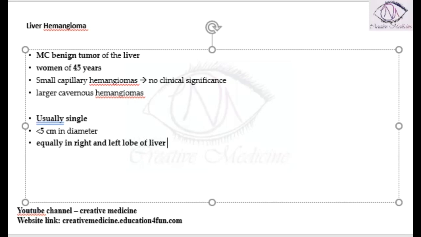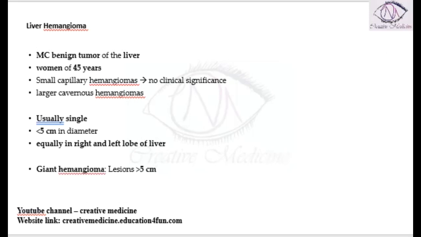And we have an entity called giant hemangioma. This means if the lesion or hemangiomas are more than 5 centimeters in size, then we call it giant hemangioma.